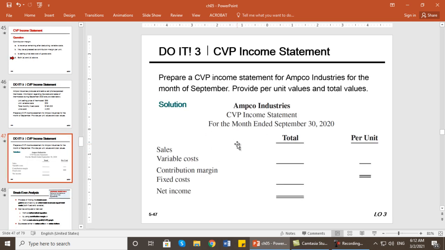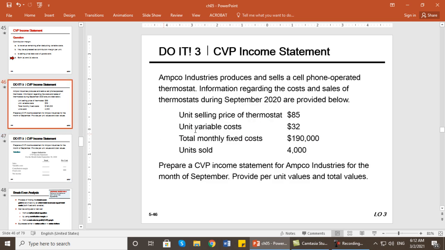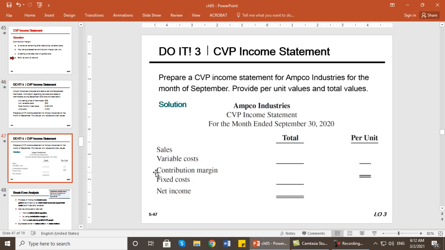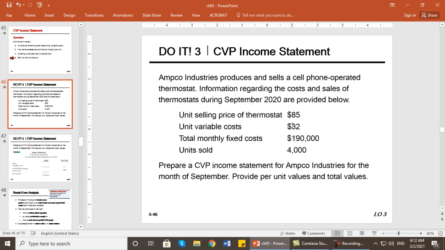You must solve this exercise alone. It's very easy. Here's the standard contribution margin income statement. We begin with sales, for total and per unit. As you see, sales will be 4,000 units times 85. Variable cost will be 4,000 times 32.